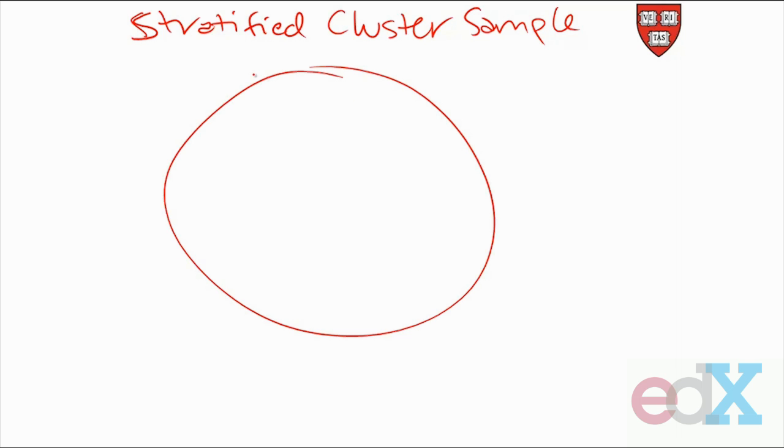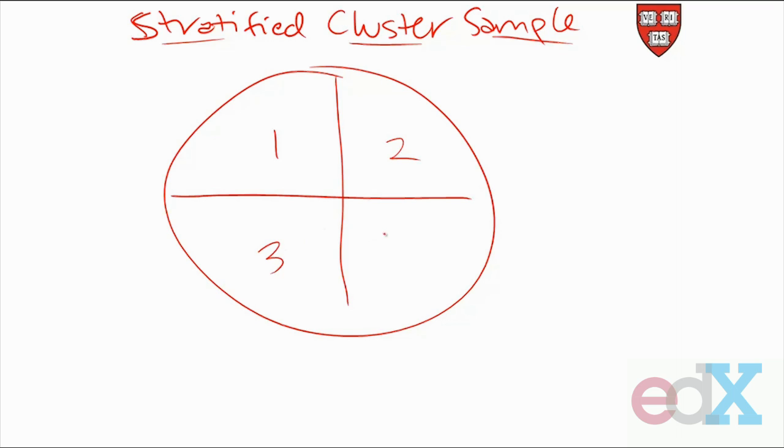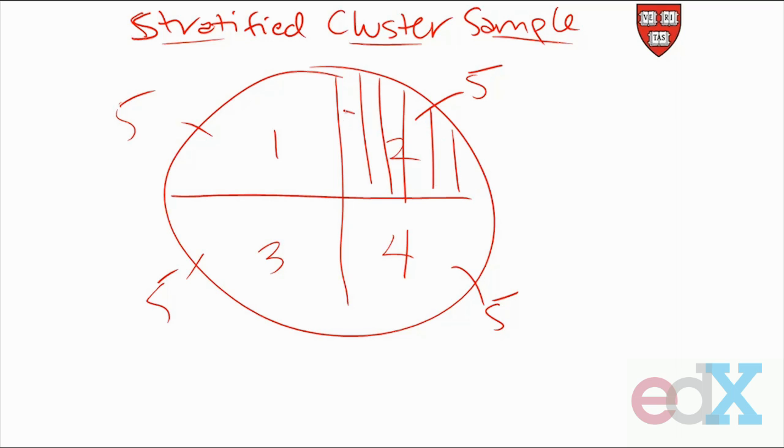Again, we have this broad population of Inventia, and we want to implement a stratified cluster sample. The first thing we do is break our population up into strata. Our strata are again going to be the 4 provinces, province 1, 2, 3, and 4. Within each of the 4 provinces, we're going to sample 5 districts. Let's take province 2, for example. This is going to be broken up into a bunch of different districts, and we're just going to randomly sample 5 of those districts. This gives us a total of 20 districts included in the survey.